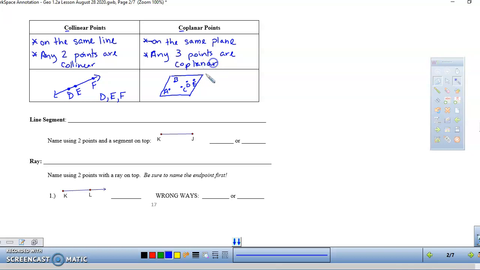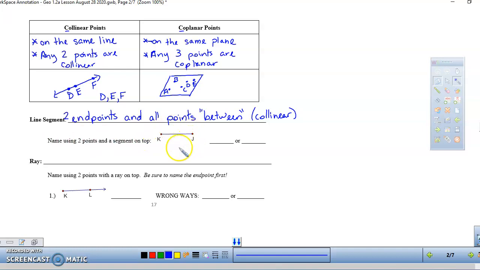So any 3 points are coplanar. Okay, next, line segment. So a segment of a line is going to have 2 endpoints and all points between. Now that word between in geometry implies collinear. Okay, so these are going to be collinear points.